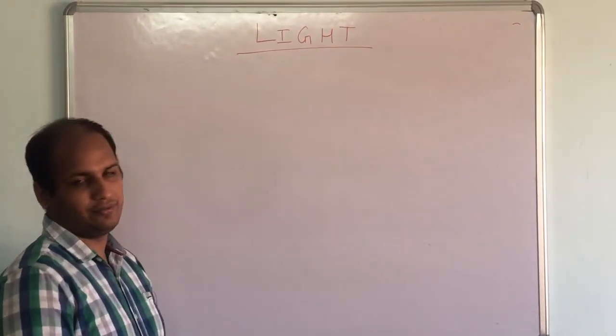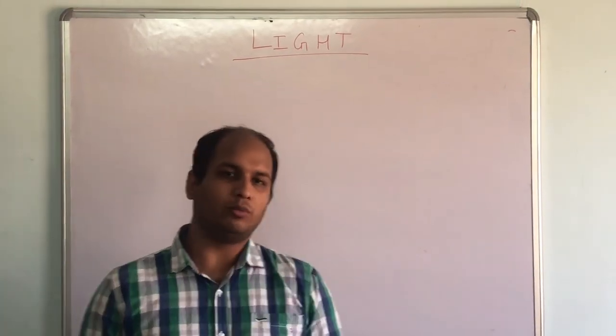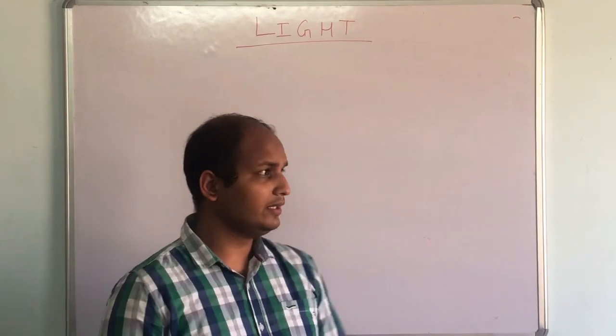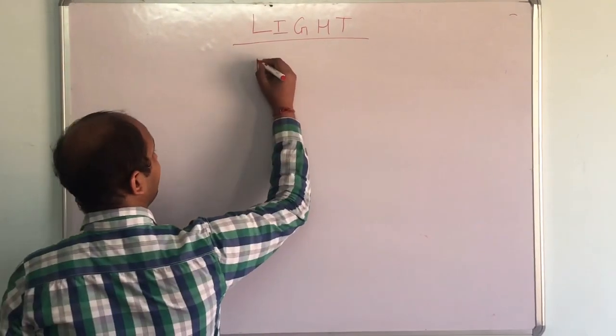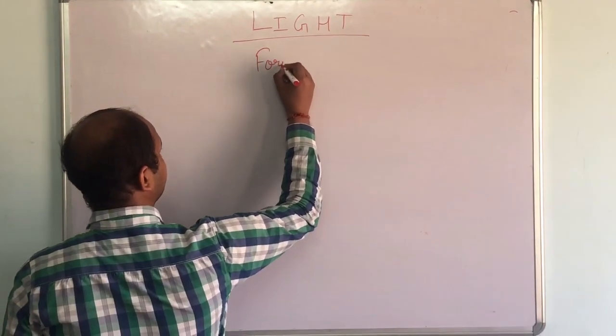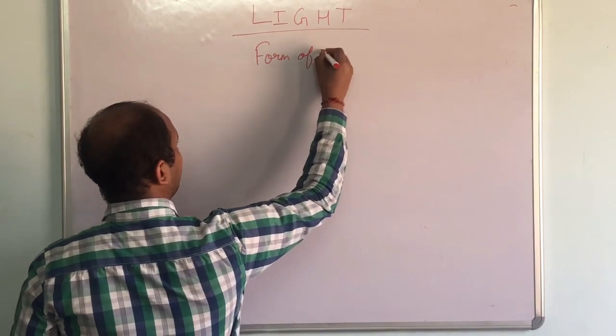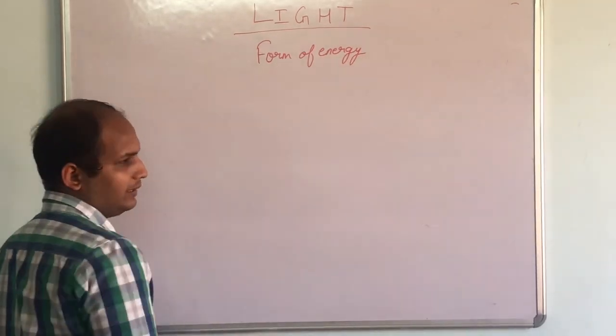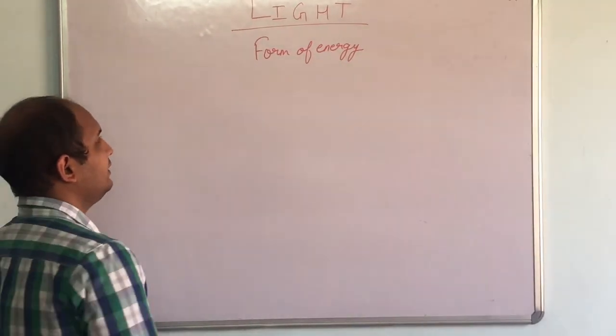Today we are going to start a new chapter of our class 10th, that is light. So what is light first of all? Light is basically a form of energy that helps you to see the objects clearly, right? Light is a form of energy.